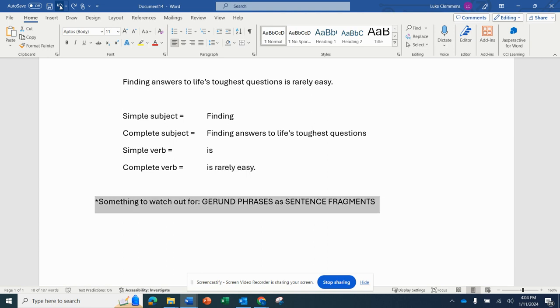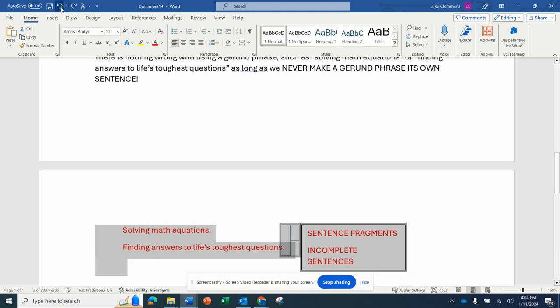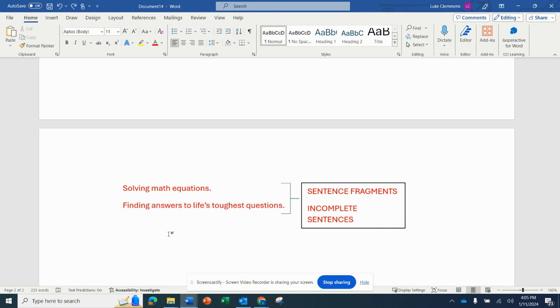Now, something to watch out for. Watch out for gerund phrases as sentence fragments. I say this because this is something I see a lot of in student writing. There's nothing wrong with using a gerund phrase such as solving math equations or finding answers to life's toughest questions, as long as we never make a gerund phrase its own sentence. That's the key. For example, if I saw something like this, solving math equations, period, or finding answers to life's toughest questions, period, these are sentence fragments, or in other words, incomplete sentences.